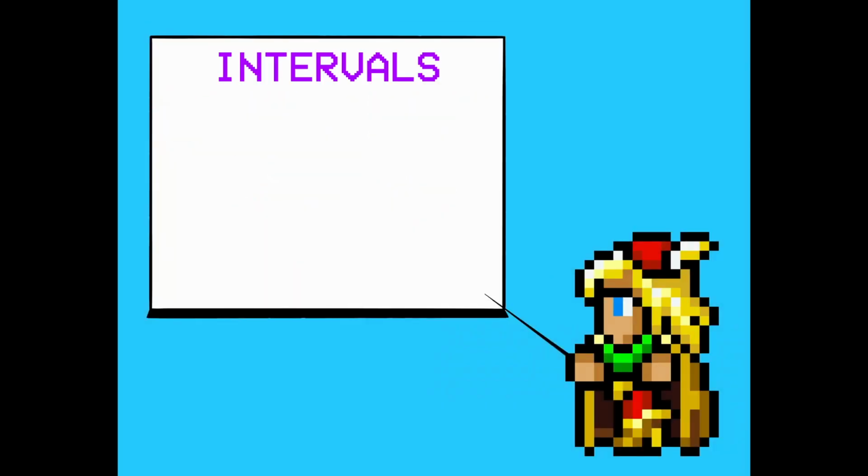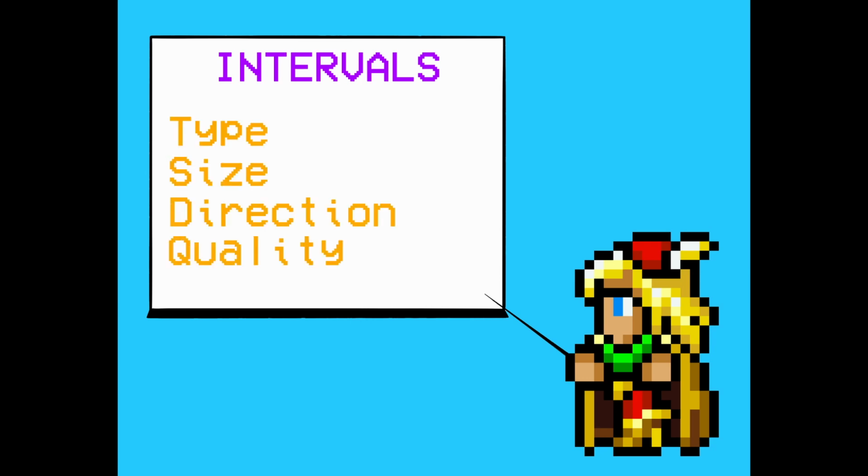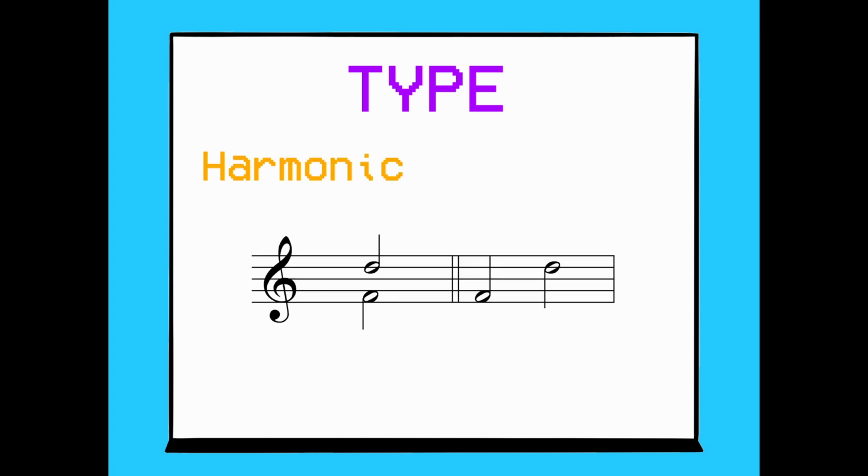Today we're going to talk about identifying intervals. Here are the elements of an interval we'll be discussing. Let's start with the first one. There are two options for types of interval, harmonic and melodic. Thankfully, they mean pretty much what they sound like. Harmonic intervals make harmony, and melodic intervals make melody.